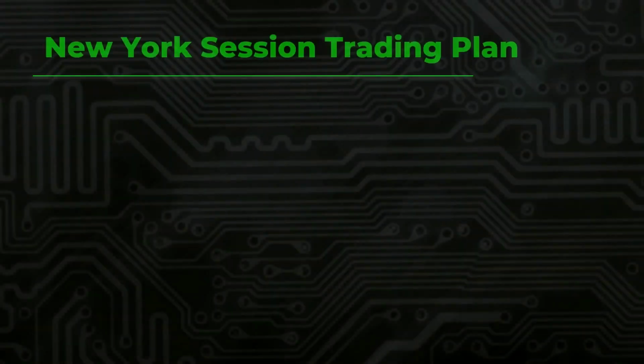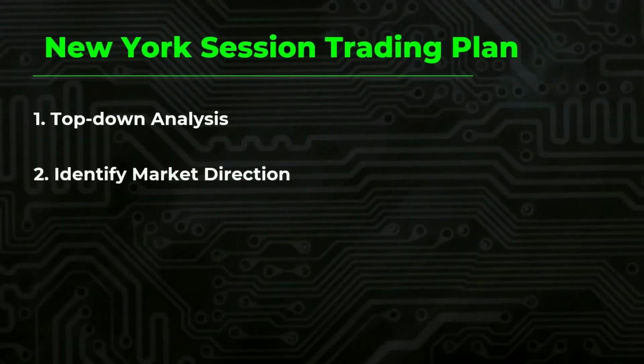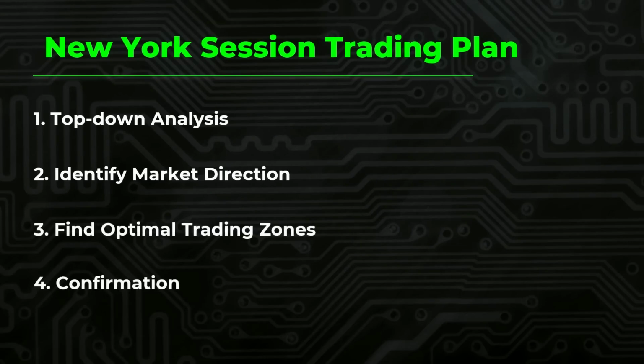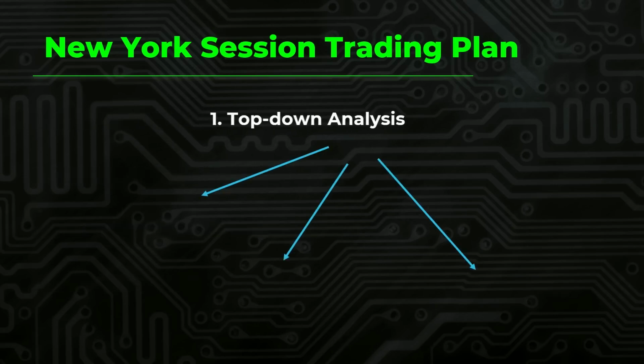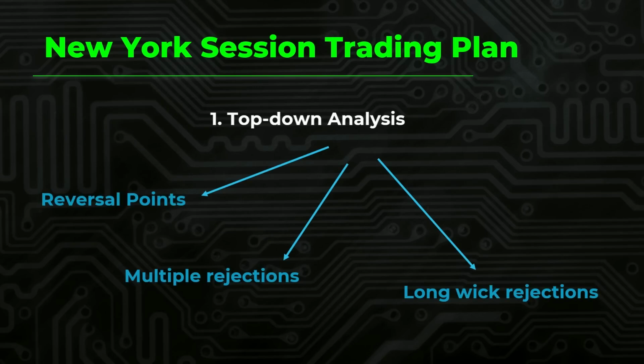We have simplified this trading plan into 4 steps. In the first step, we start our trading day with a top-down analysis. This analysis allows us to get a major view of market direction and key levels of market structure. So, starting from the daily time frame, we will mark the most recent key areas to which the price might react. The major levels we are looking for are reversal points, multiple rejections, and long wicks.